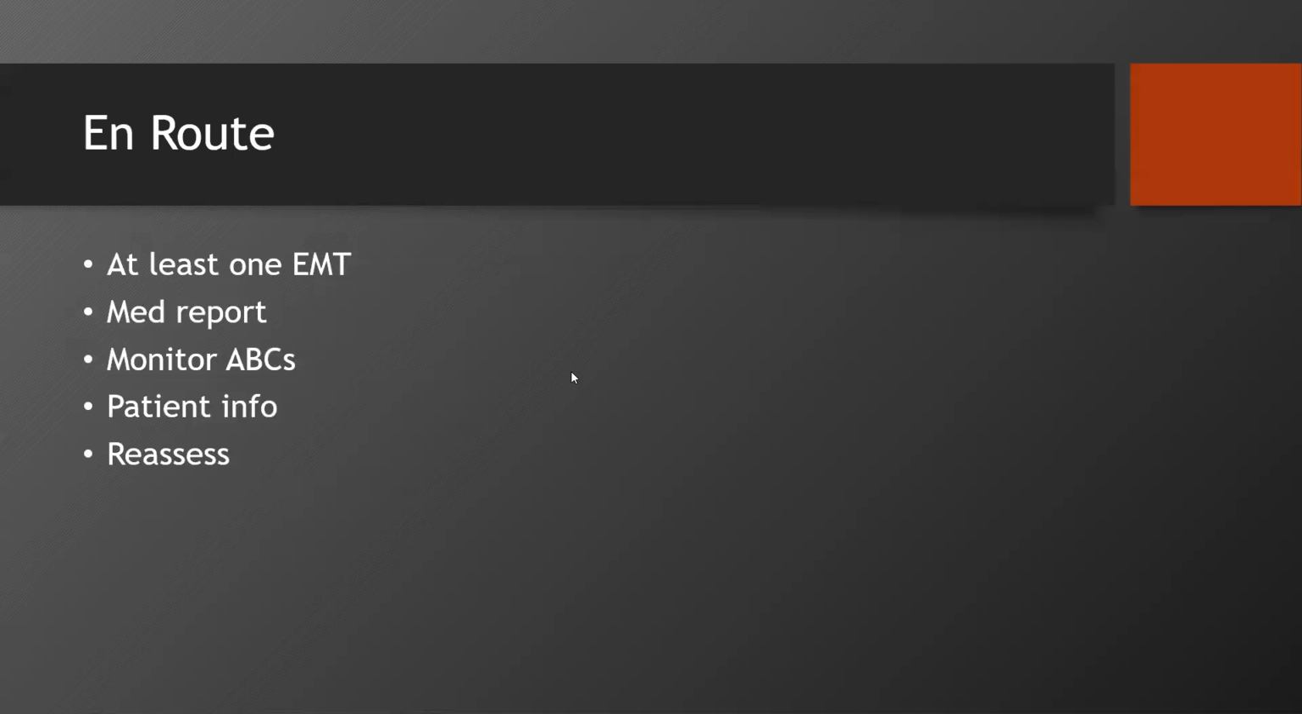Okay. When we're en route to the hospital, of course, at least one EMT needs to be in the back. If there's more people available, it's not a bad idea to have at least two people in the back. There has to be at least one EMT, but if somebody else wants to ride along, it doesn't hurt to have a second person in the back of the ambulance with you, especially if they're two different genders. Maybe it's a young female patient and a male EMT. Those types of situations, generally speaking, we want to have two people in the back of the ambulance.